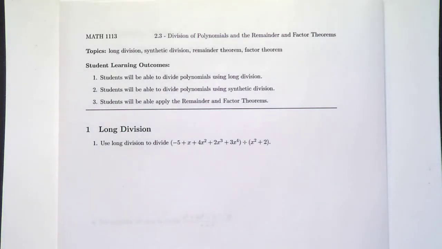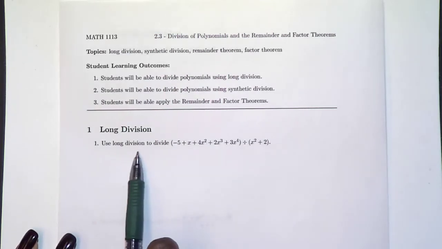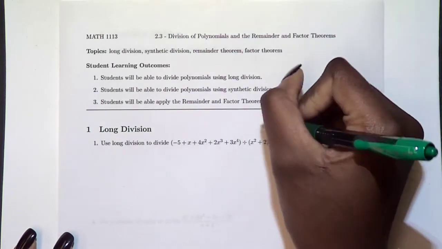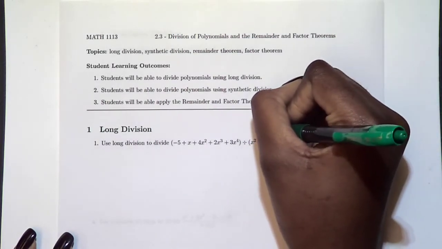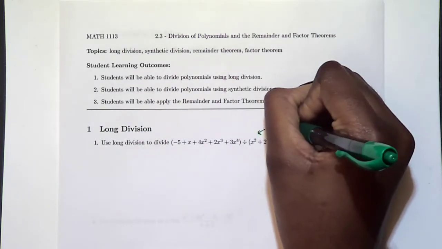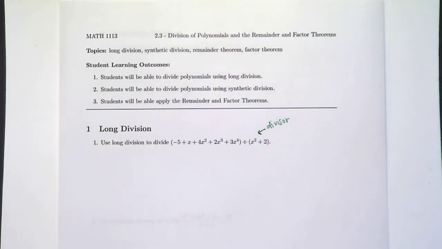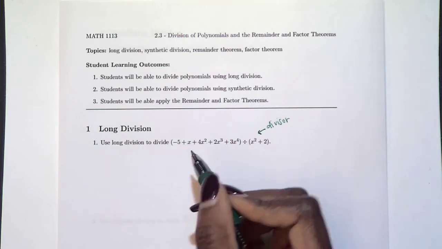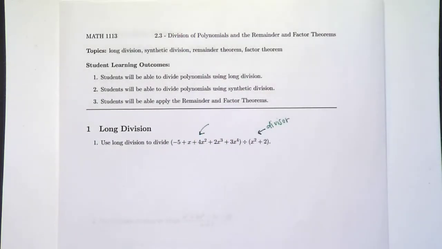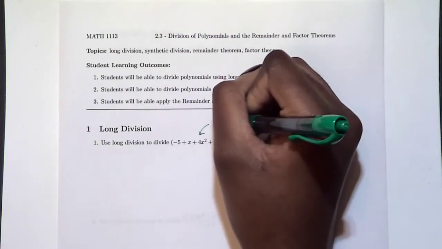Okay, so let's talk about how to do long division with polynomials. All right, so we're going to use long division to divide this polynomial by this one. The one you're dividing by is called the divisor. And then the one that goes inside of the house, you know what I mean by house for long division, this one is called the dividend.